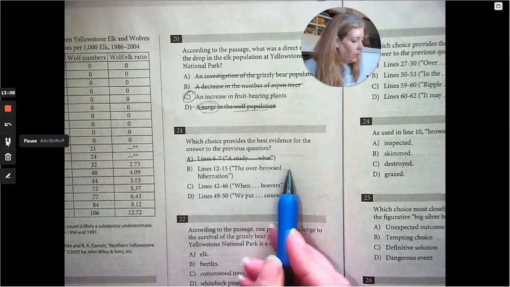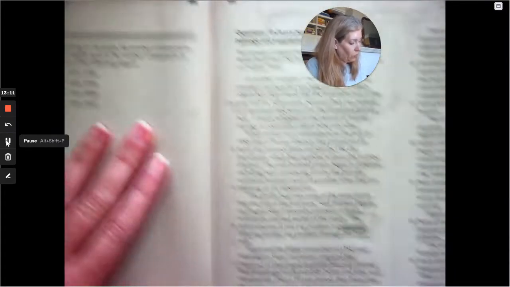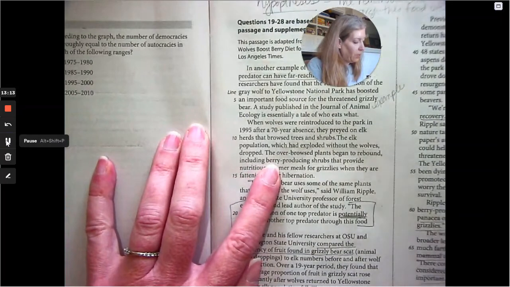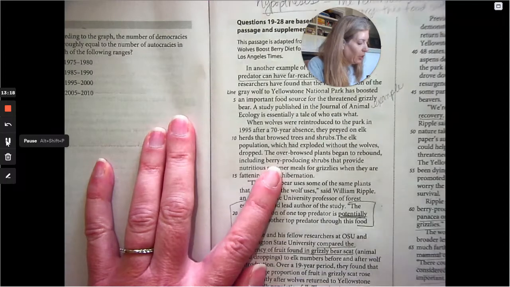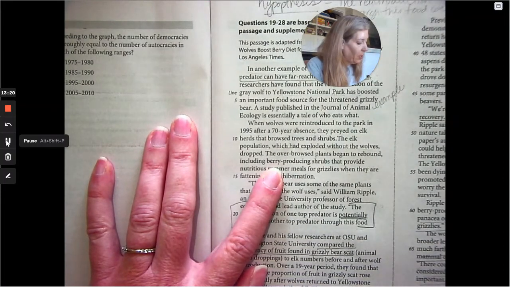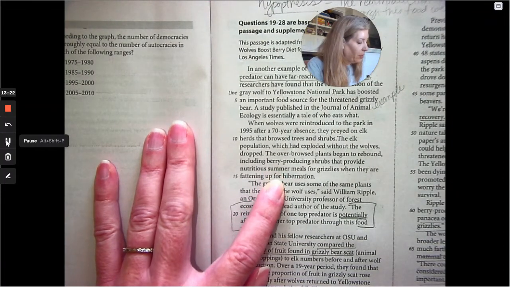The overbrowsed to hibernation. The overbrowsed plants began to rebound. Ooh, isn't that what we're looking for? Fruit-bearing plants? The overbrowsed plants began to rebound, including berry-producing shrubs that provide nutritious summer meals for grizzlies when they are fattened up for hibernation.